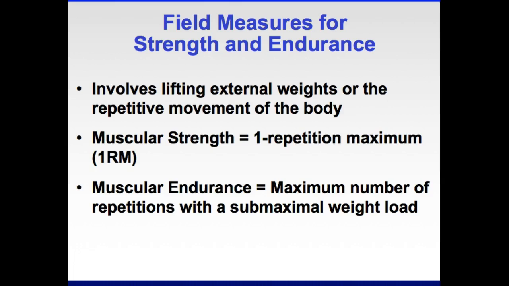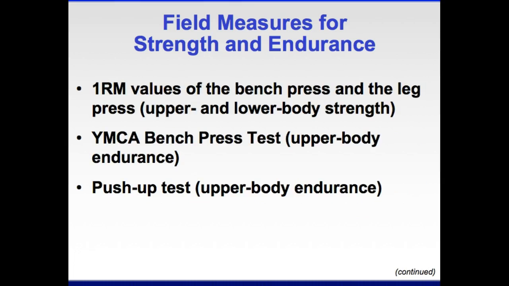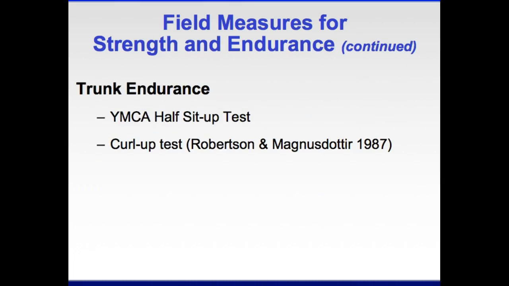Field measures for strength and endurance involve lifting external weights or the repetitive movement of the body. Muscular strength is 1 repetition maximum, 1 RM, and muscular endurance is the maximum number of repetitions with a submaximal weight load. 1 RM values of the bench press and the leg press measure upper and lower body strength. The YMCA bench press test and the push-up test are for upper body endurance. For trunk endurance, you could use the YMCA half sit-up test or the curl-up test.